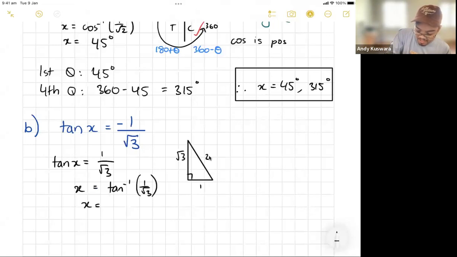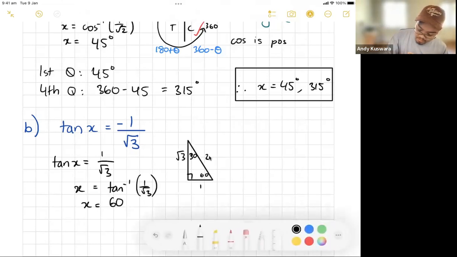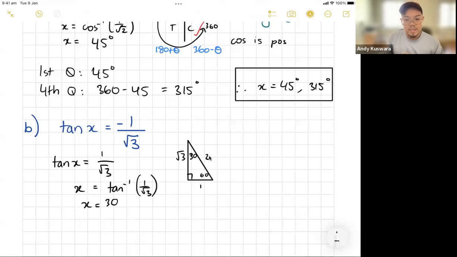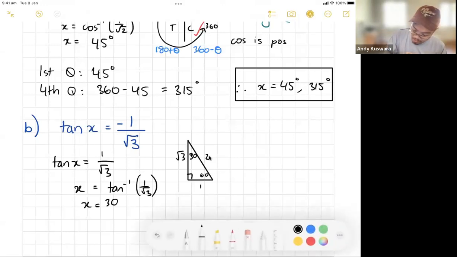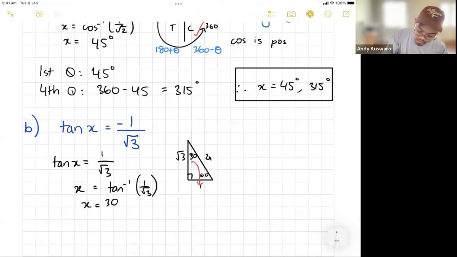Should have planned this earlier. This is 30, 60. So if it's 1 on root 3, x will equal 60. Okay, you can just use your calculator. You can use your exact. If anybody caught that, I'll give you a merit. It should be tan 30, because that would be my opposite over adjacent.